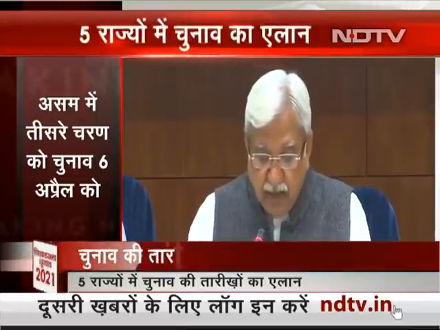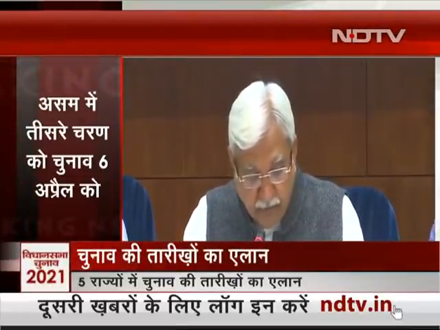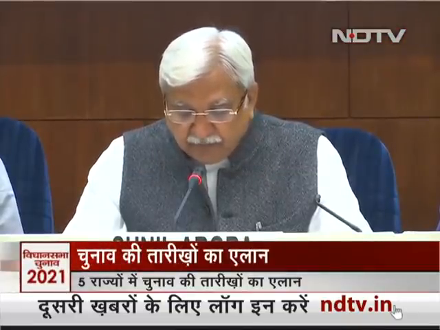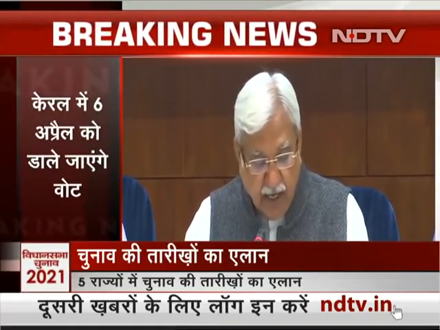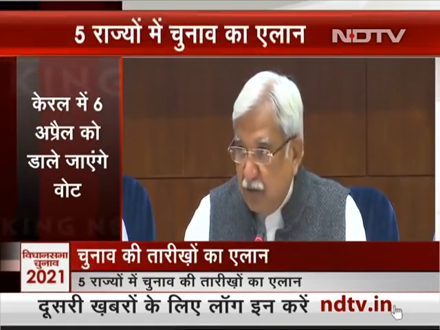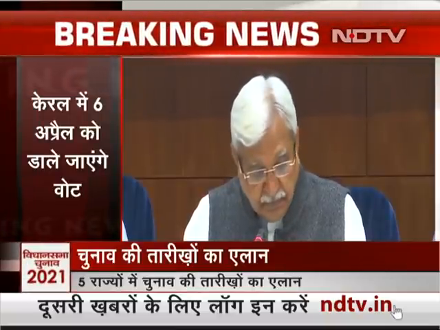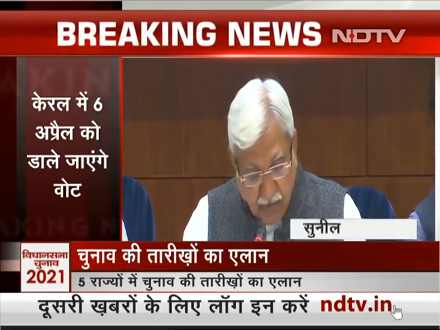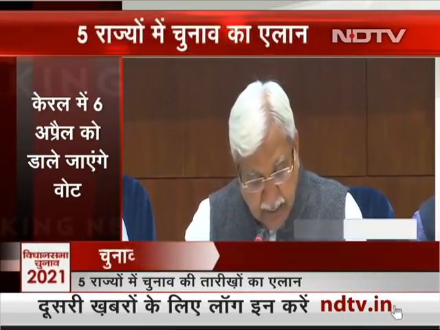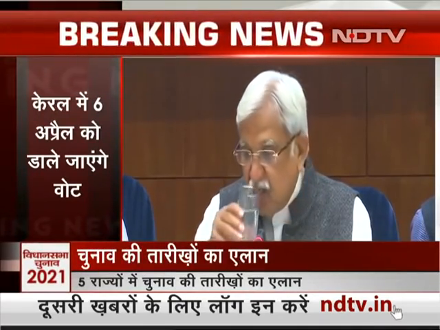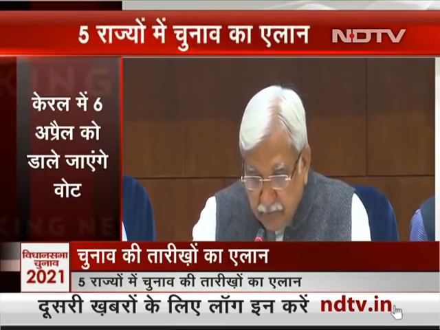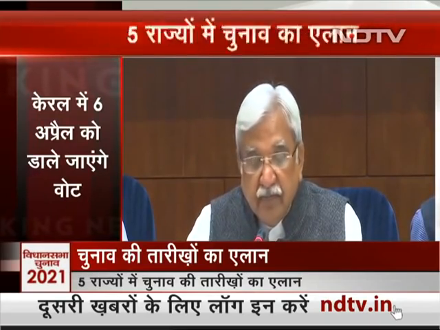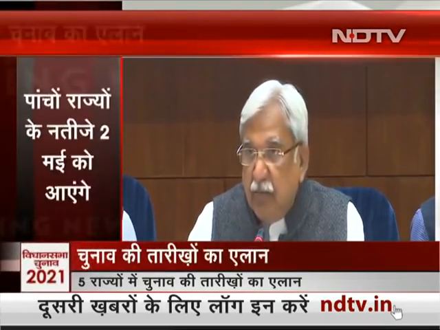General election to Assembly of Tamil Nadu 2021. All elections to 38 districts consisting of 234 assembly constituencies shall be held in a single phase as follows. Issue of notification, 12th March. Last date of nomination, 19th March. Last scrutiny of nominations, 20th March. Last date of withdrawal of candidature, 22nd March. Date of poll, 6th April.